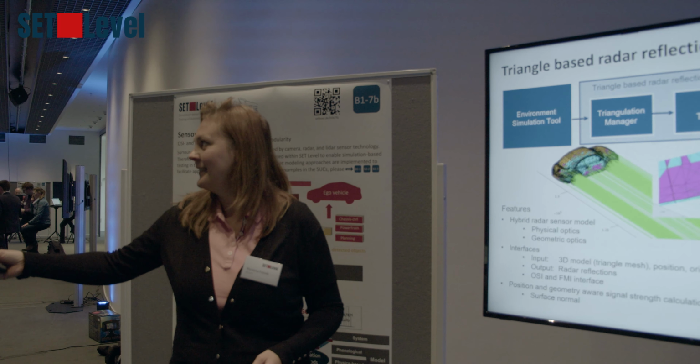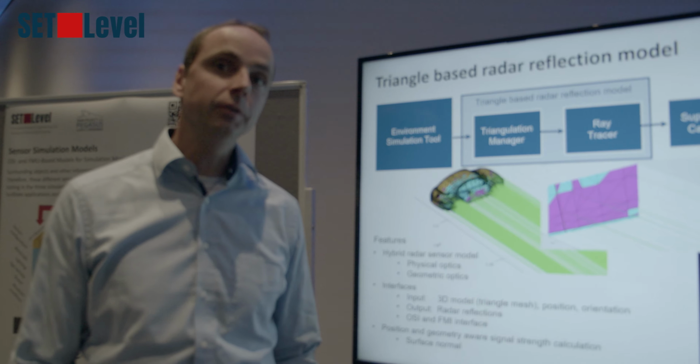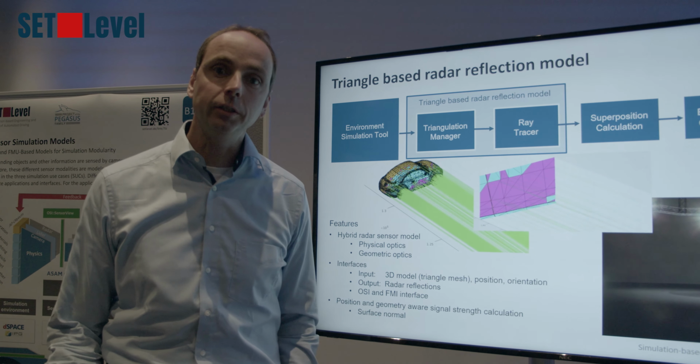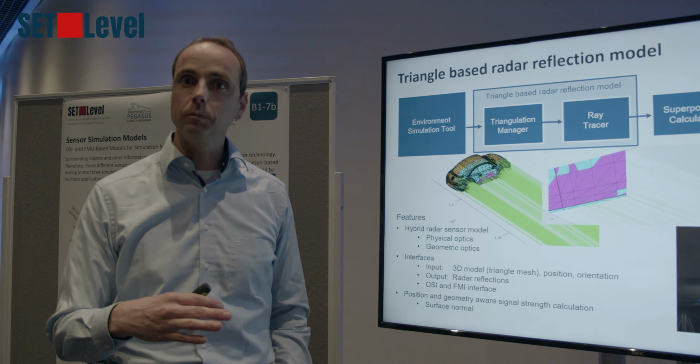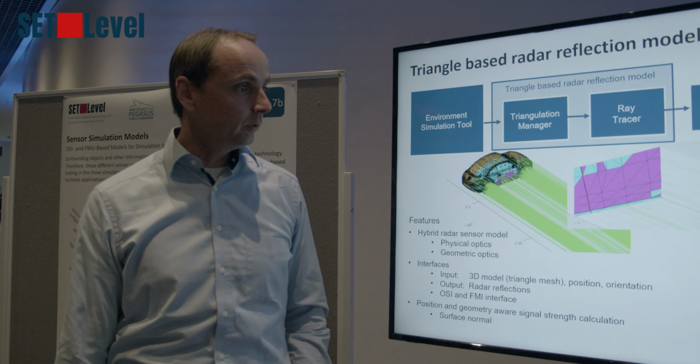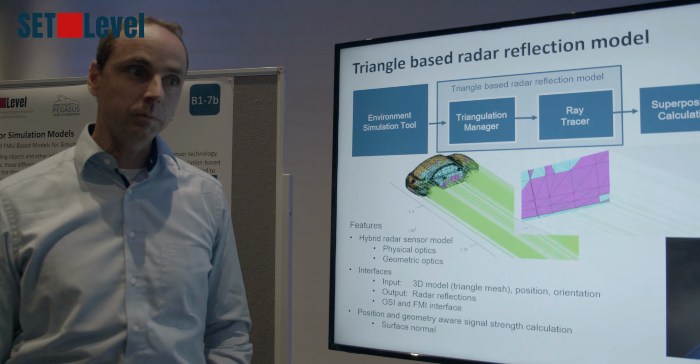I can present you the last sensor model. It's a triangle-based radar reflection model, and compared to the previous model that output an object list, here reflections are output, and each reflection consists of an azimuth, elevation, time of flight, but also an electric field strength, and that one is then radar specific.